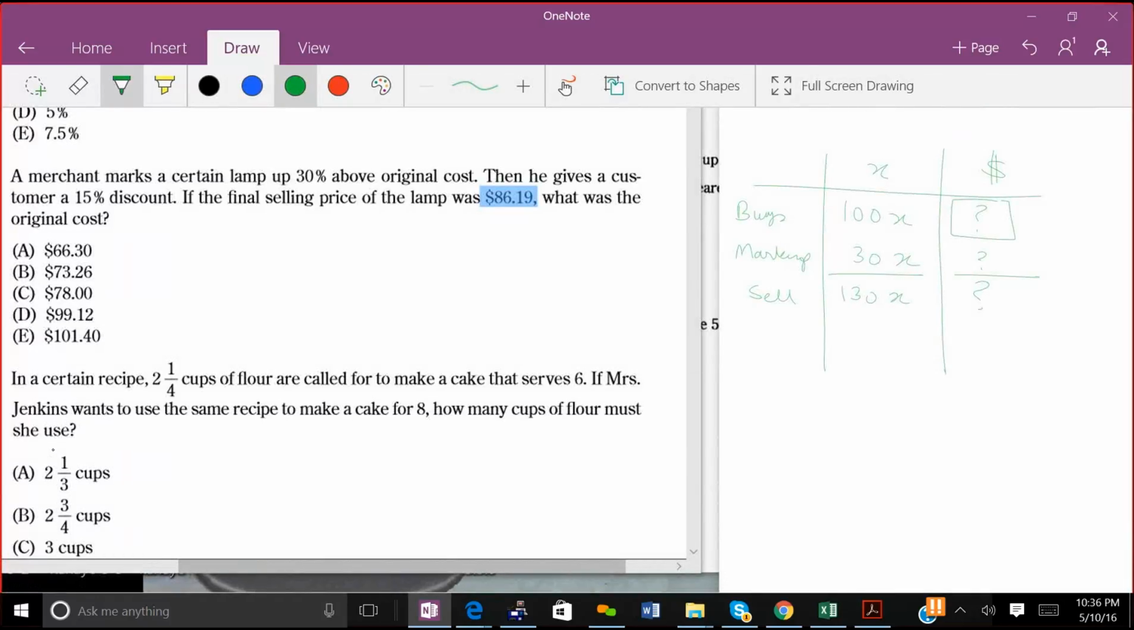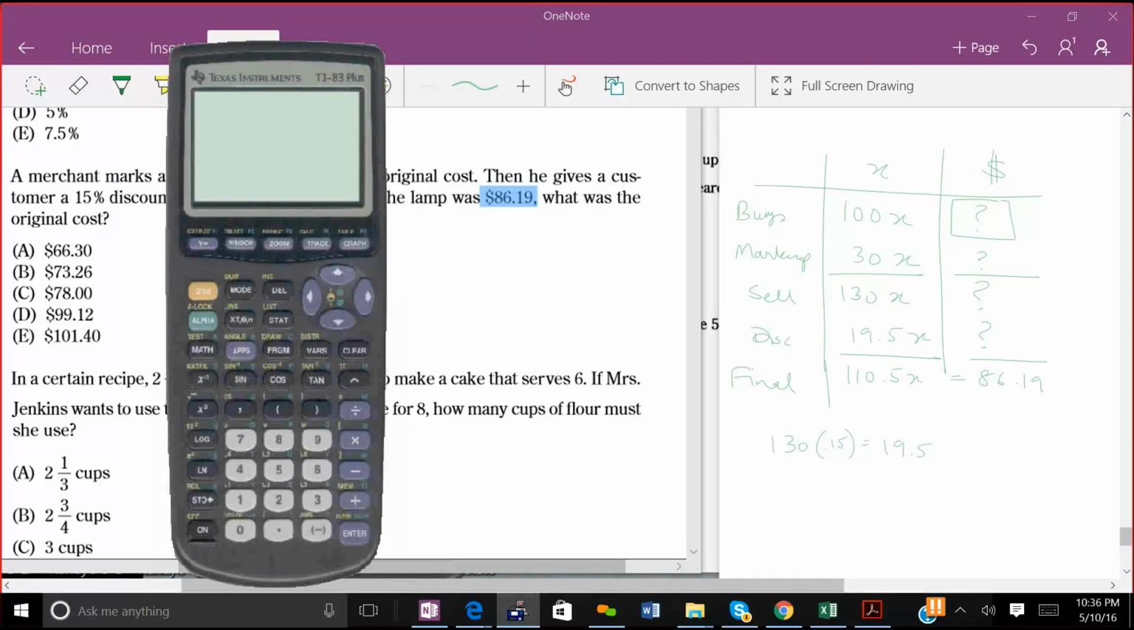Okay. Then there's a discount of 15%. The discount was 15% of that 130, so it's 130 times 0.15. That's 19.5, so it should be 19.5x. And we don't know that either. Then keep going. For the final price, you subtract that and you get 110.5x. And guess what? That's what we know: 86.19. Right?